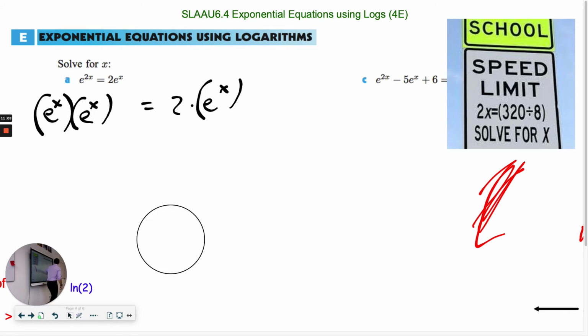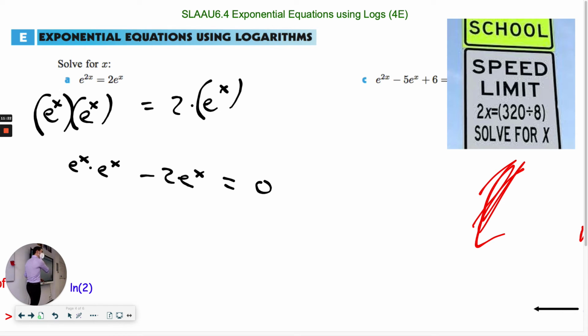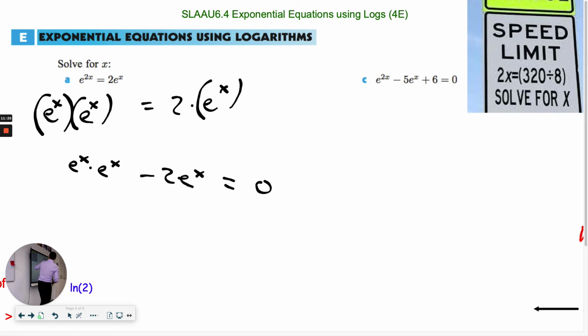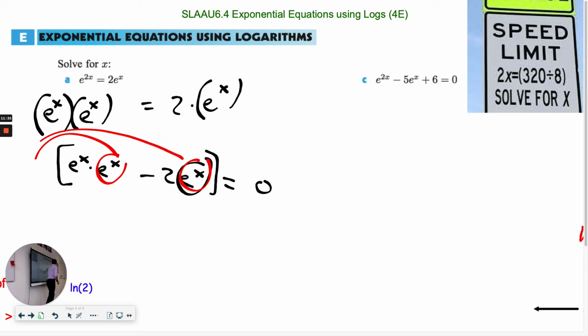We resist temptation to just smack the e to the x out of there. If we pull this whole thing to the other side, you end up with e to the x times itself minus 2 e to the x's equals 0. This is a little bit of a safer bet because you can then factor, think about it as one big parenthesis, and factor an e to the x out. So pull this out, you're left with that e to the x out front of your parenthesis, and you're left with the e to the x minus 2 inside.